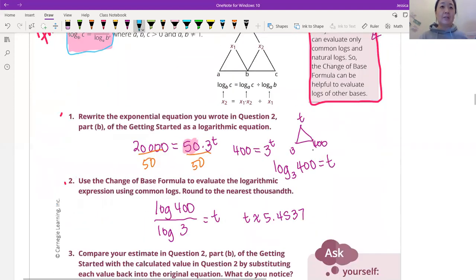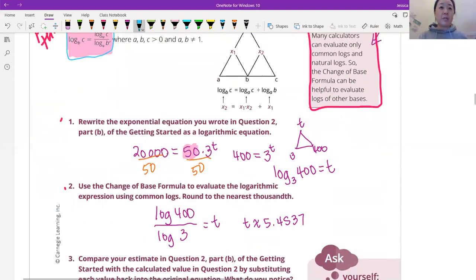What is it exactly? So if you notice right here, we have 20,000 is equal to 50 times 3 to the T power, which is what we had. And then we can't just convert to log form right here because we have this 50. We've got to get rid of it first. So we're going to divide both sides by 50. So you get 400 is equal to 3 to the T power, right? Make your triangle of power. So here's 3 to the T is equal to 400, right?